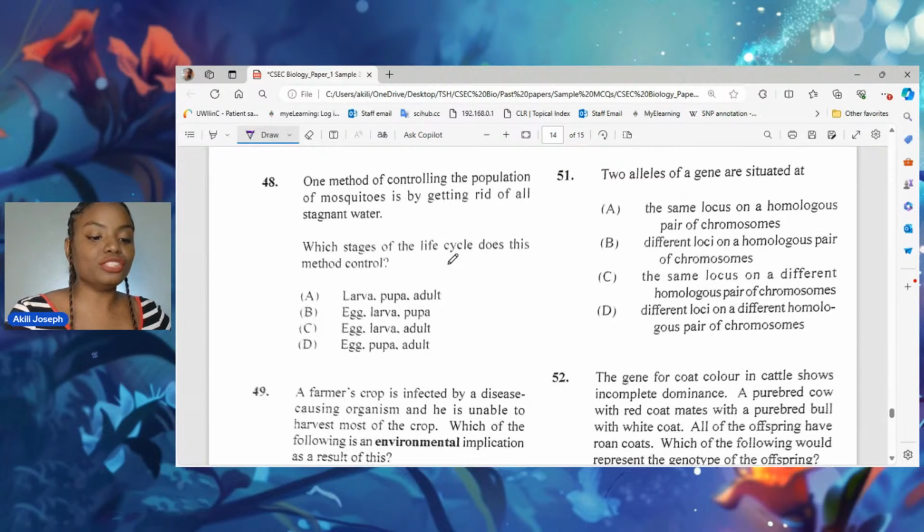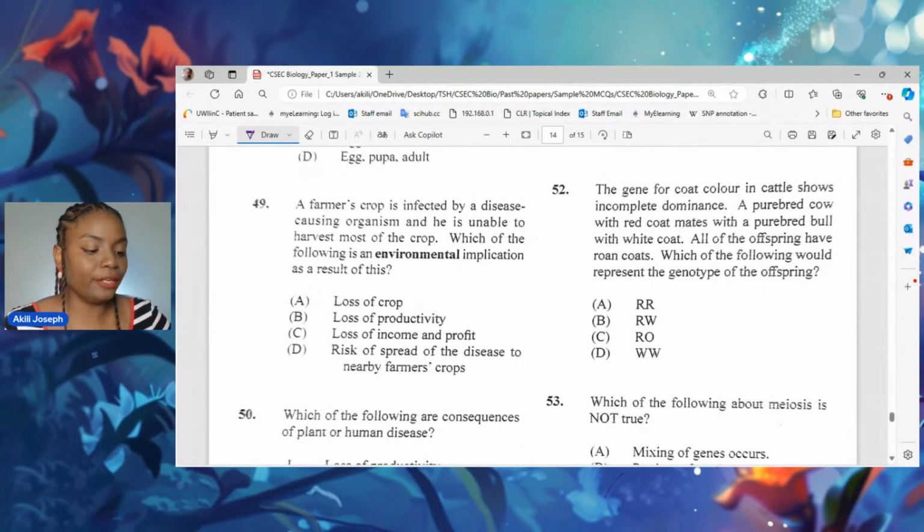48, one method of controlling the population of mosquitoes is by getting rid of all stagnant water. Which stages of the life cycle does this method control? It's going to be B. You want the option that does not contain the adult, right? Because removing the stagnant water has nothing to do with the adult mosquito. So B is the only one that didn't have adults in it, right?